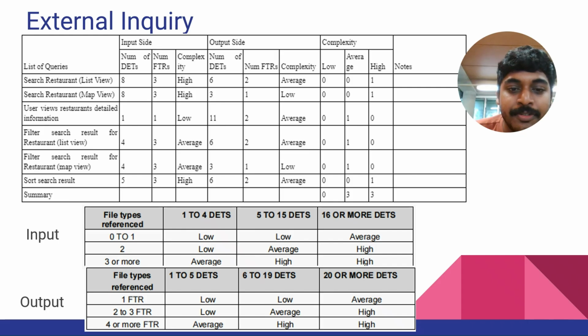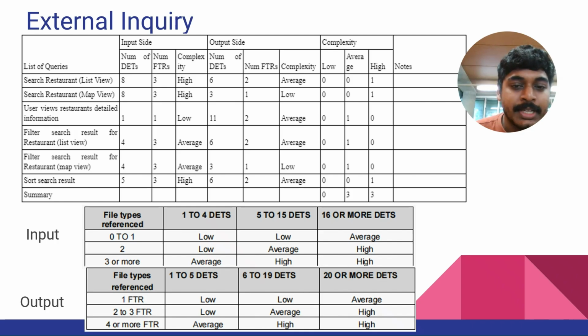When the system actually has to go and fetch this data, it will go through two files, or depending on how many files it has to access, and how much information has to be retrieved, or fields that have to be read, retrieved and displayed to the user. So there's two sets of information that can be used to determine the complexity, one for the input side and one for the output side.